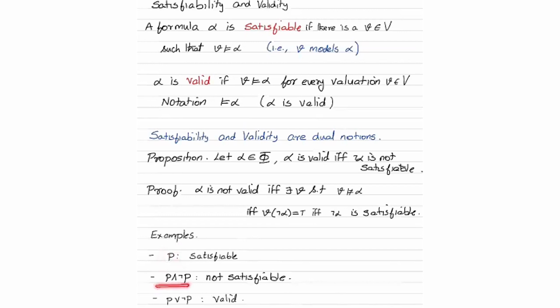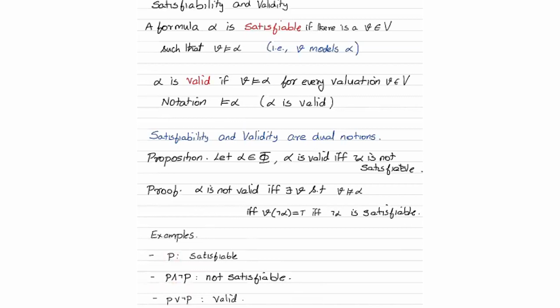P and not P is not satisfiable because you have a conjunction, and the interpretation of the conjunction is that both have to hold, right? And P or not P is valid. So you take any valuation, this is going to be satisfied. Okay. So these are some simple examples.